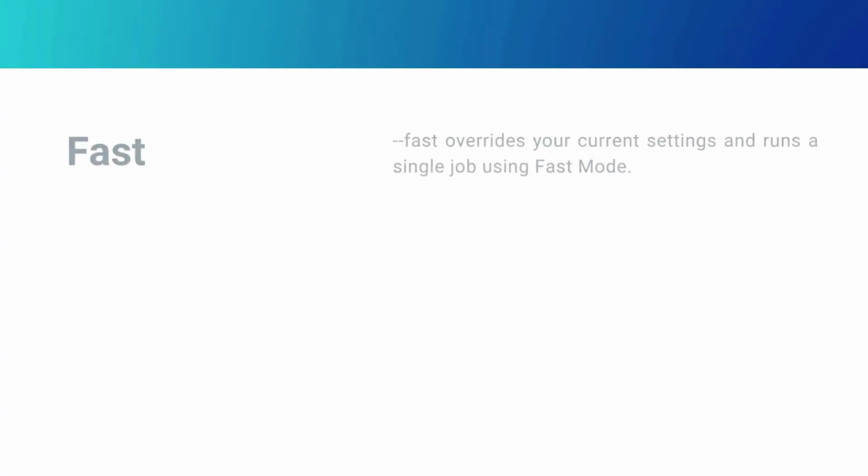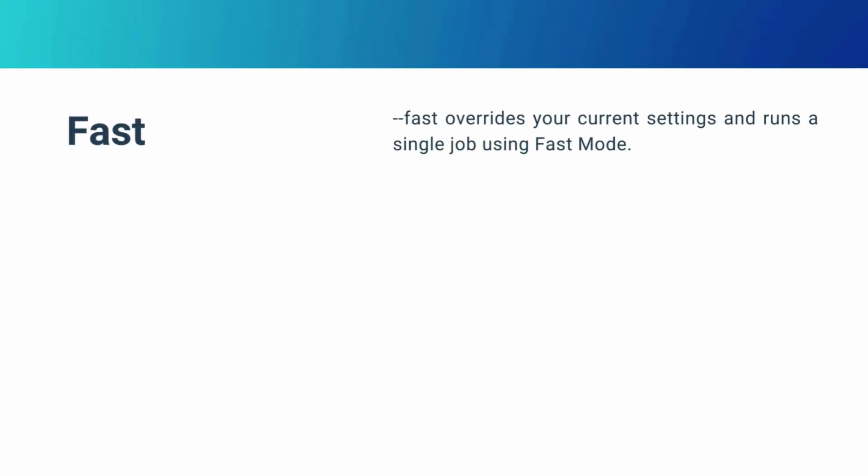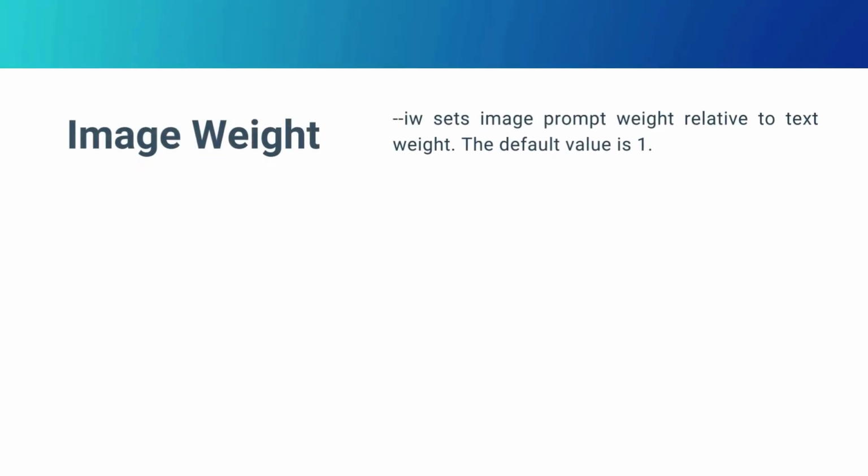Fast. --fast overrides your current settings and runs a single job using fast mode. Image weight. --iw sets image prompt weight relative to text weight. The default value is 1.